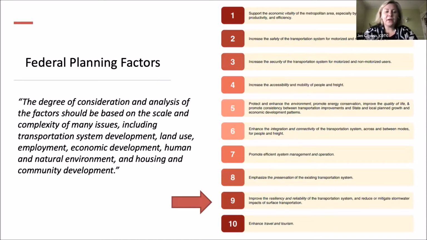Additionally, there are federal planning factors that are also considered in the development of the plan. And one of them is improving the resiliency and reliability of the transportation system and reducing or mitigating stormwater impacts of surface transportation.